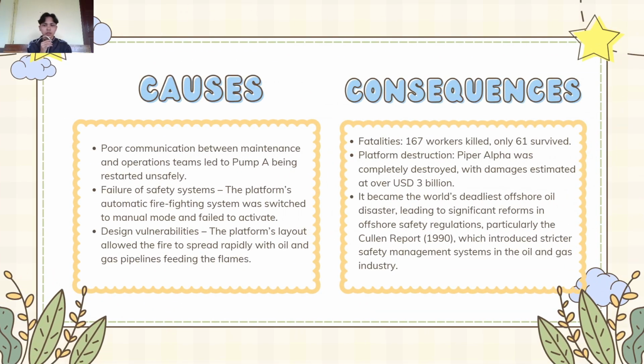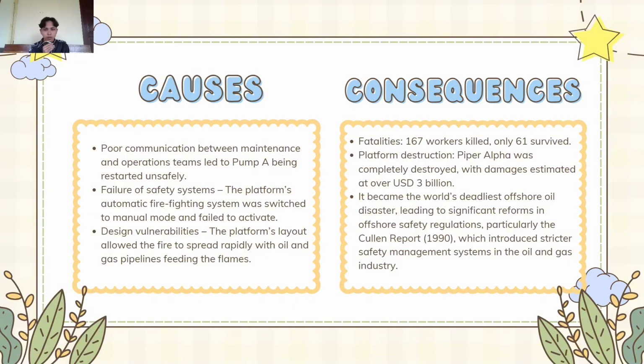Next, the causes and consequences. The causes: first, poor communication between the maintenance and operation teams led to pump A being restarted unsafely. Second, failure of the sensor system. The platform's automatic control system was switched to manual mode and failed to activate. And third, design vulnerabilities. The platform's layout allowed the fire to spread rapidly, with oil and gas pipelines feeding the flames. For the consequences, fatalities: 167 workers killed and only 61 survived.